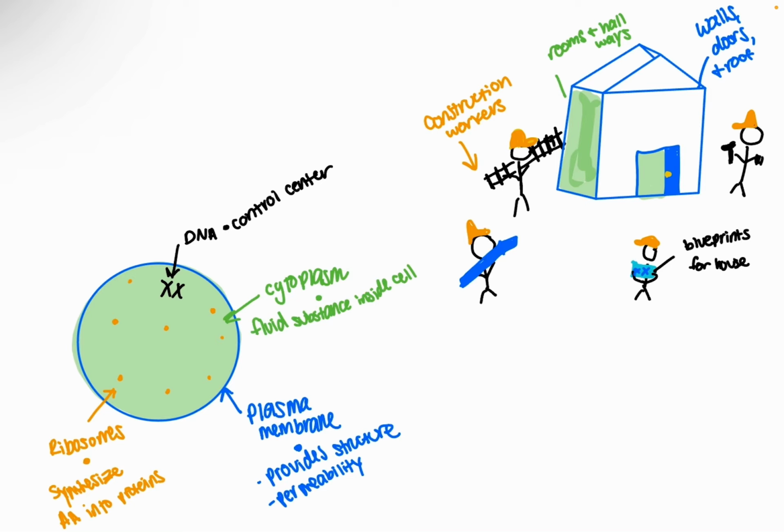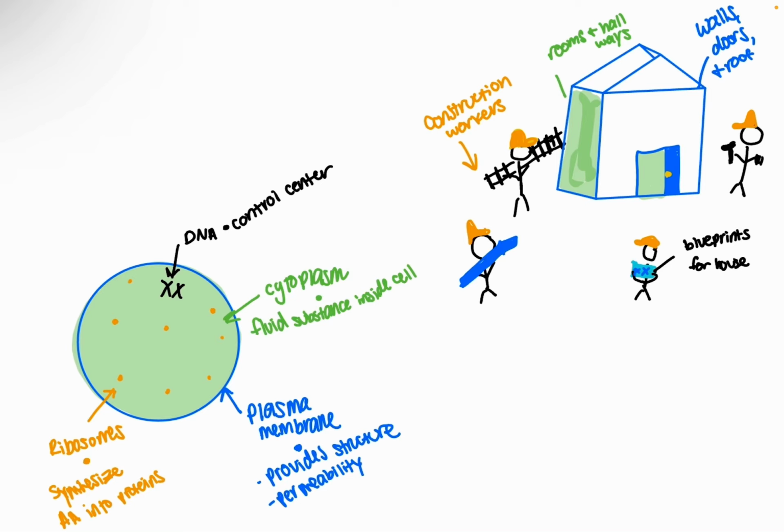So over here we have the house. So the house has walls, doors, and a roof, and that provides structure to the house and also allows things in and out of the house. So people who live there or guests are allowed to come in and out, but it also protects the people inside from weather, intruders, anything in the environment that you don't want coming in.